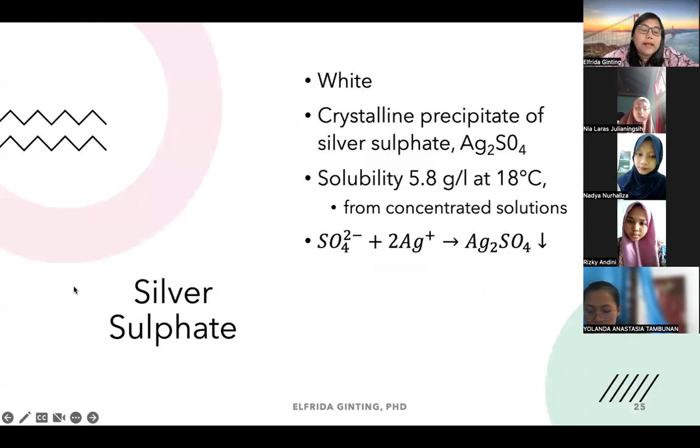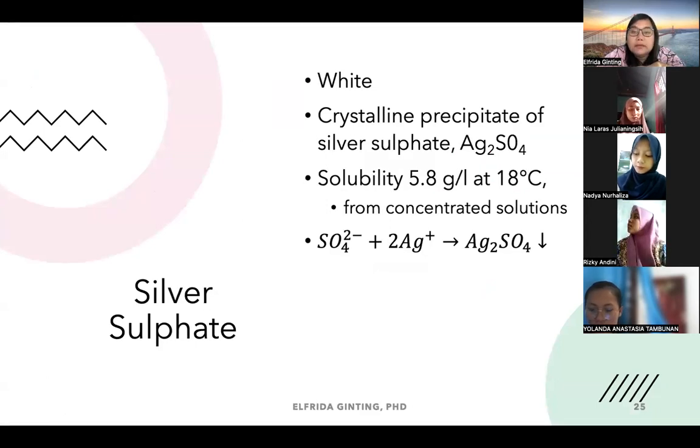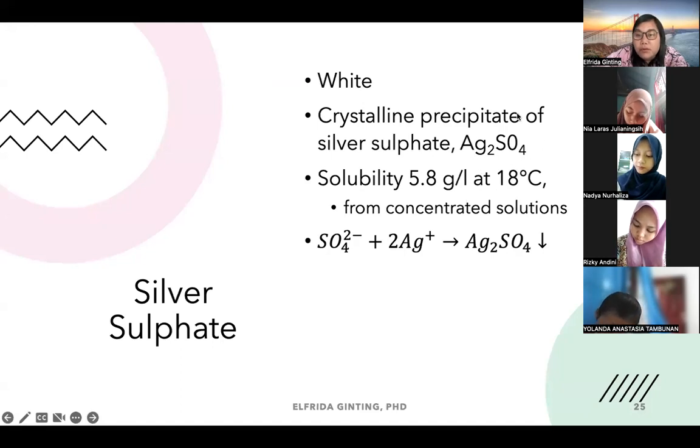No. So next, let's see silver sulfate. Silver sulfate, the color is white, and it forms a crystalline precipitate. The chemical formula is Ag2SO4, and the solubility is 5.8 grams per liter at 18 degrees Celsius. But this solubility should be from a concentrated solution. So basically, it has a low solubility, because silver sulfate makes a precipitate, and the color is white.